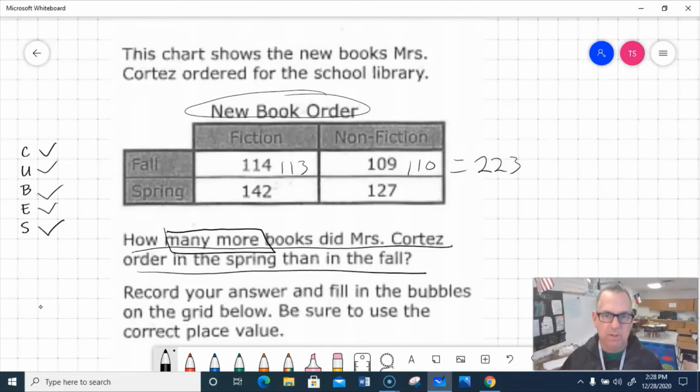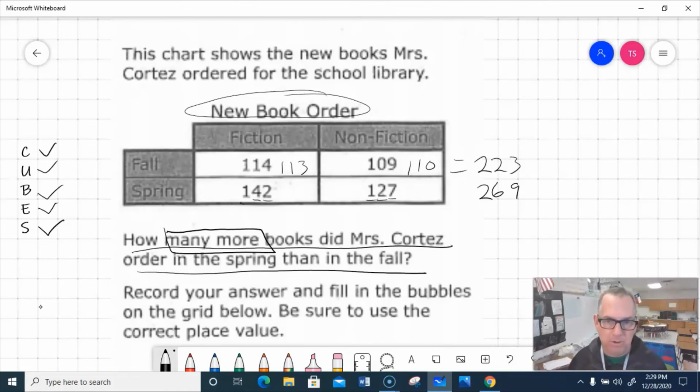So how many books did she order in the spring? Okay, yep, that's pretty good. Because I'm looking at my place value, it doesn't look like I have to do any regrouping there. So I'm going to add the ones place up first. 7 plus 2 is 9. And then 20 plus 40 is 60. And then 100 plus 100 is 200. So it looks like she ordered 267 books in the spring.